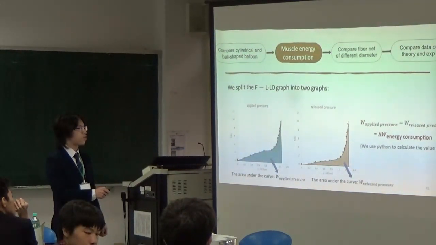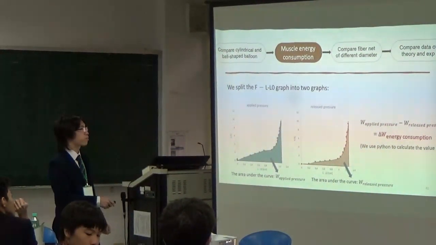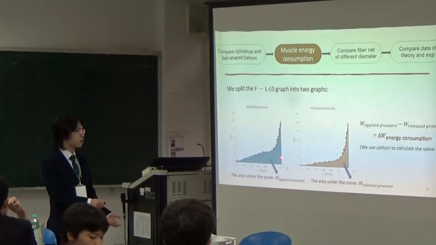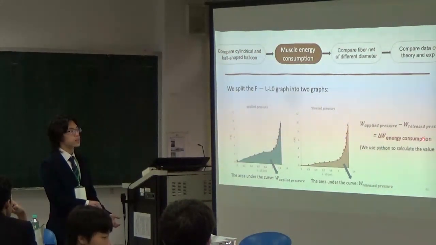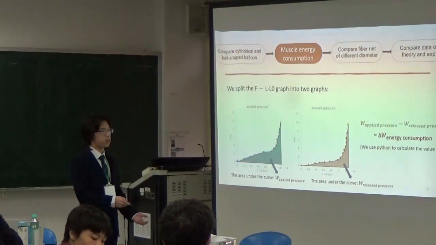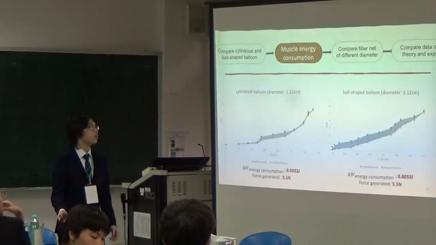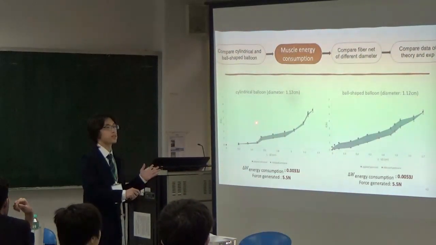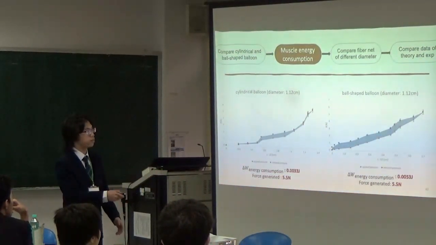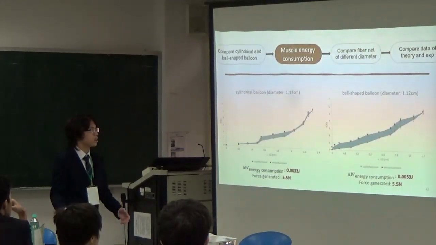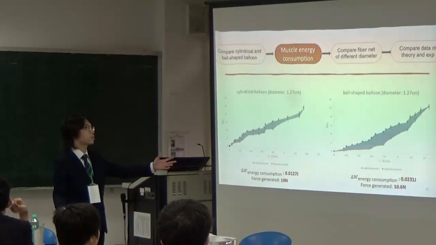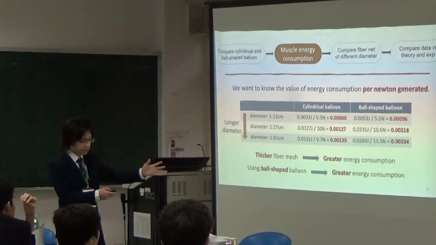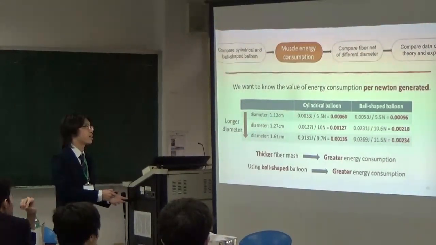We split the graph into two graphs, one of the applied pressure and the other of the release pressure. As we know, the area under the curve is the work we have done, so if we subtract those two, we get the exact value of energy consumption. These are the graphs of our experiment, with the cylindrical balloon on the left and the ball-shaped balloon on the right. These are the graphs for the thinnest, medium, and thickest diameters, and we have organized them into one graph to make it easier to see.